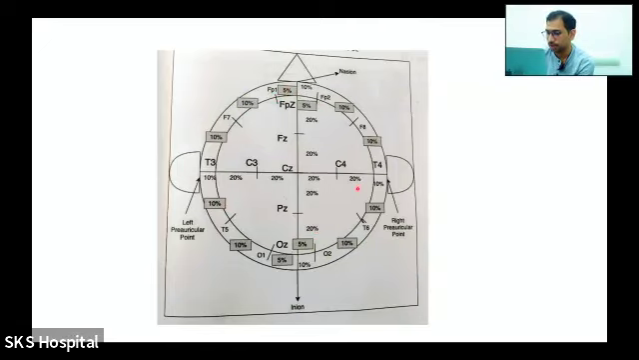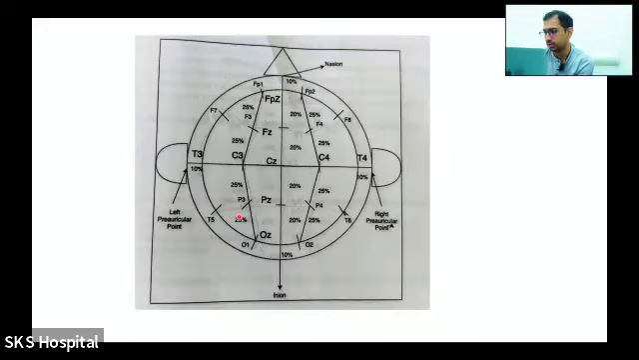Now coming to the fourth step. So are we going to connect on T5, T3? No, we just need the three leads which I told earlier, frontal, central and occipital. We don't need the other leads. This is just for the reference points.